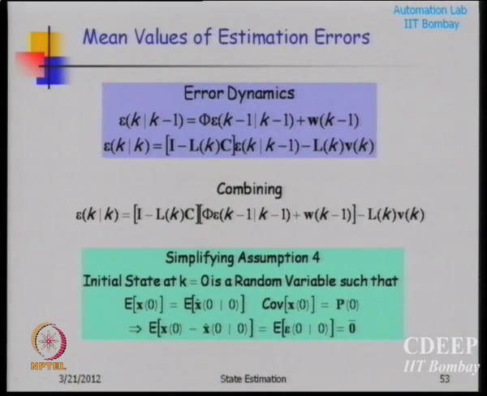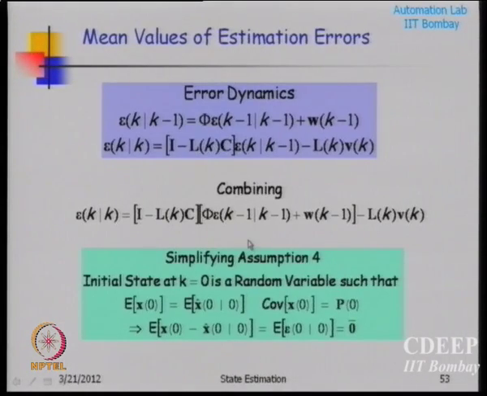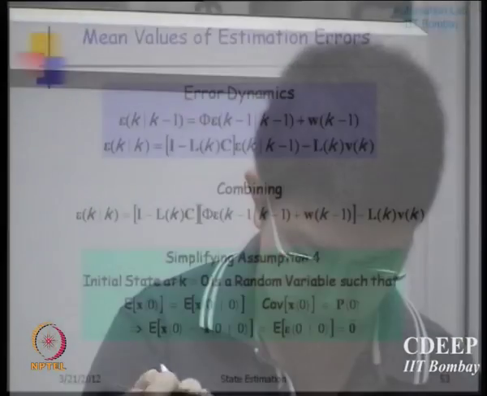What I am assuming is that the expected value of the initial error is 0. Now, what is the consequence of this assumption? What is E11? I am going to use this difference equation together with this assumption. The assumption is that the expected value of the initial error is 0. I am not saying the initial error is 0. I am saying the mean of the initial error is 0. If all of you guess and you take the mean of those guesses, then the mean of the error will be 0. That's what I am saying.